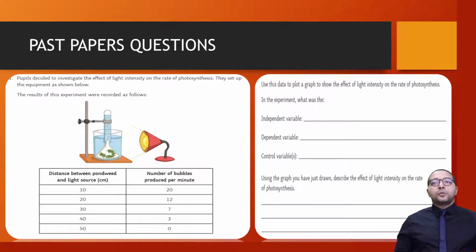At 10 centimeters we have 20 bubbles of oxygen. This indicates that we have a high rate of photosynthesis. As you go back up to 50, we have fewer oxygen bubbles, until zero bubbles were created. That is going to give you a clue. So I'm going to give you a minute in order to find out the independent, dependent and control variables, and to find out the answer to the second question.